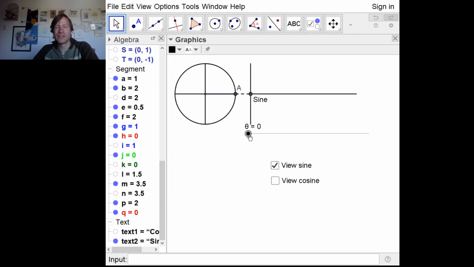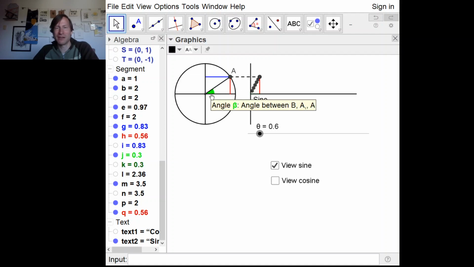If we increase theta a little bit, now you can actually see the angle theta right in here. And the vertical coordinate of A has increased a little bit, and you can see there's a red line segment to copy the same length over onto the theta y plane. All right, so this is what the first part of the graph of sine is. To see what the rest of the graph is, we can just increase theta to make this point go all the way around the circle.